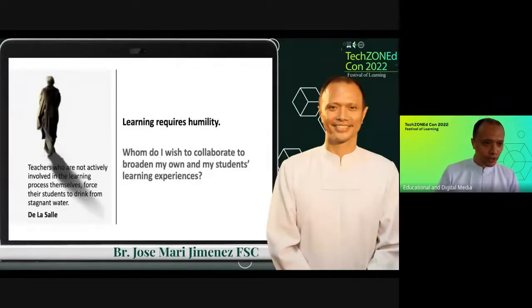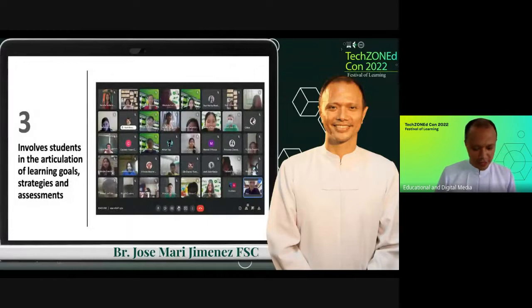Let's move on to the third challenge of creating a learner-centered learning environment. And that challenge, which you will find in the rubric also, is really involving students in the articulation of learning goals, strategies, and even assessments. To involve students, to engage students in the articulation of learning goals, strategies, and assessments. We're so used as teachers to being in control of these things. We set the goals, we set the strategies, we set the assessment exercises.